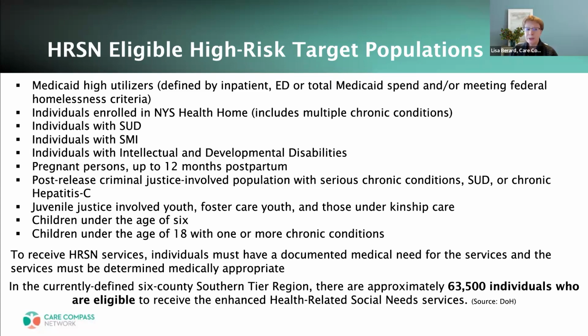Now, also, to receive the health-related social needs services, individuals must have a documented medical need for the service, and the service identified must be determined to be medically appropriate. We recently received some information that in our currently defined 6-county Southern Tier region, we have approximately 63,500 individuals who are eligible to receive the enhanced HRSN services. Next slide.